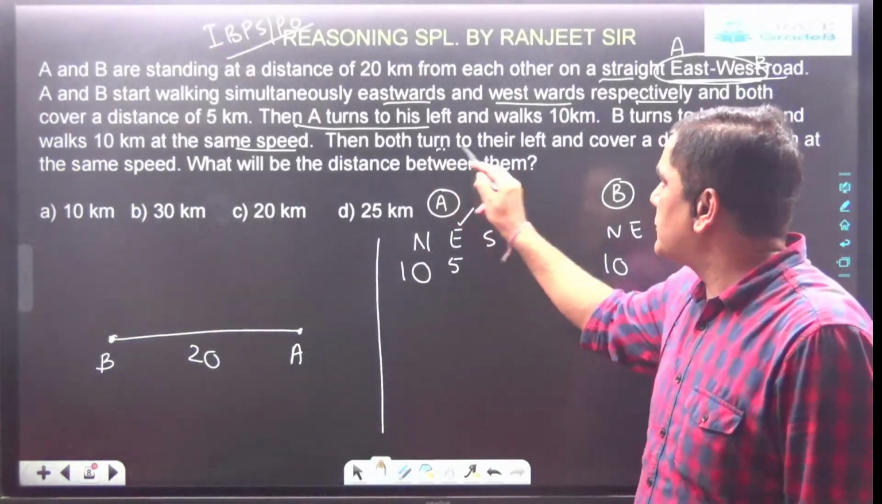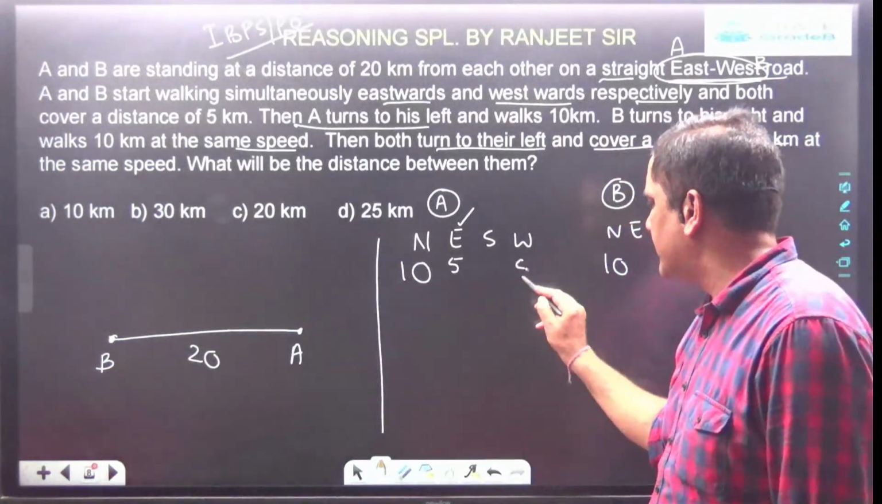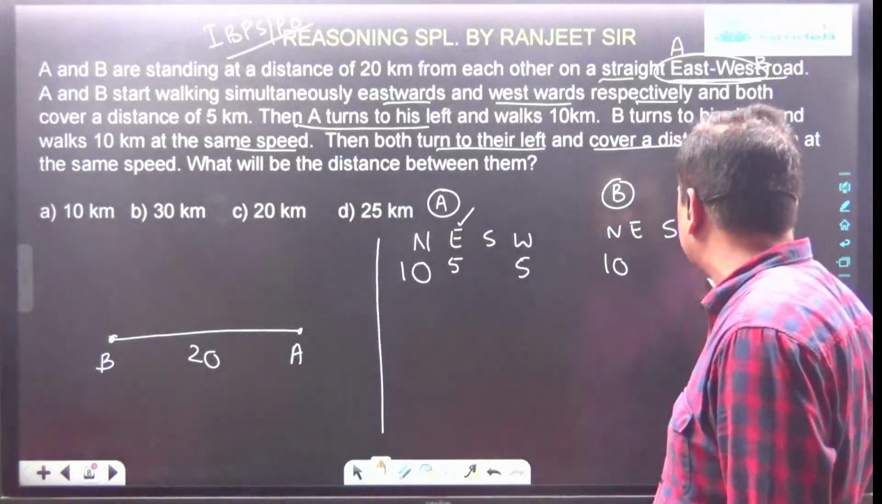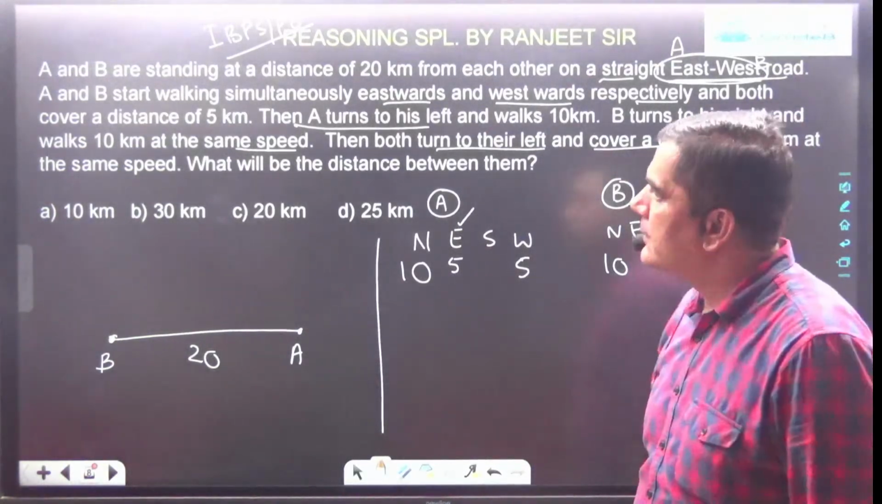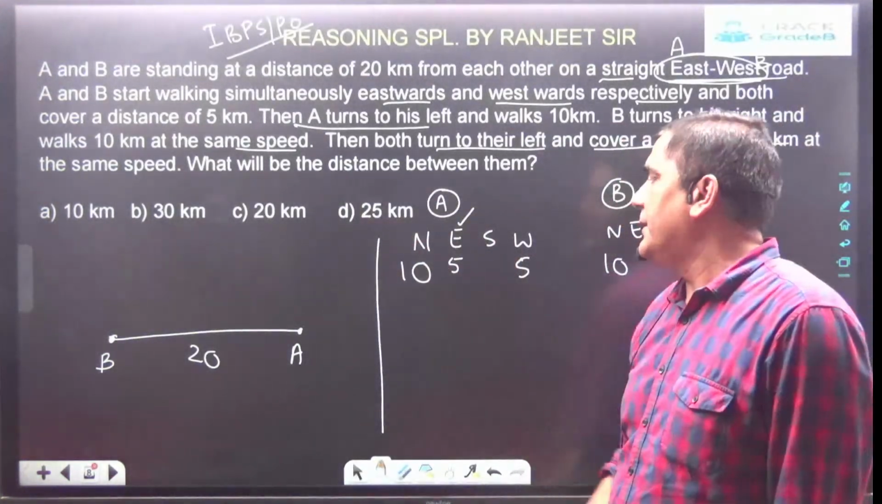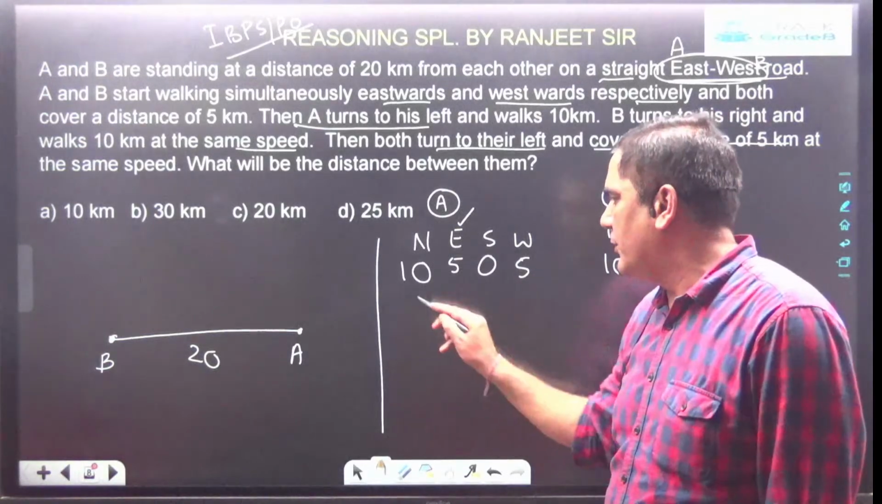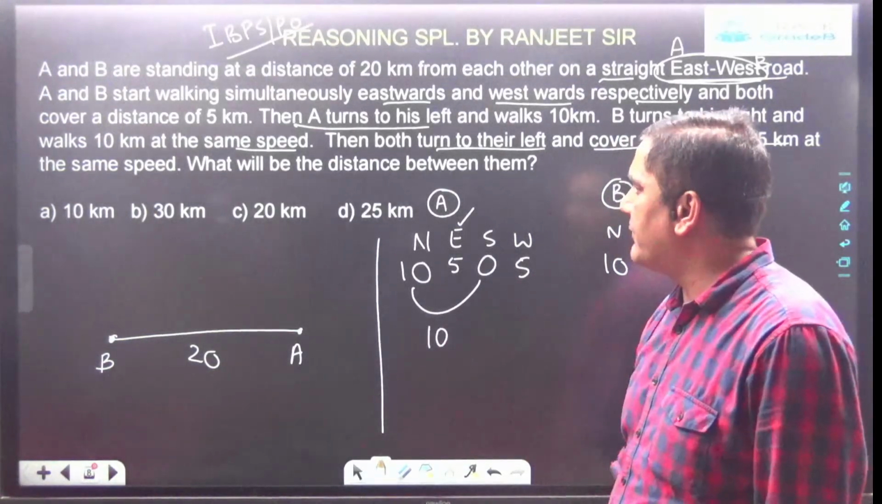Then both turn to their left and cover a distance of 5 kilometers. Turns left means what? This. And both cover a distance of 5 kilometers. Now, what will be the distance between them? Now they are saying what will be the distance between them. This will be what? 0. This comes out to be what? 10. I think I have made some mistake.